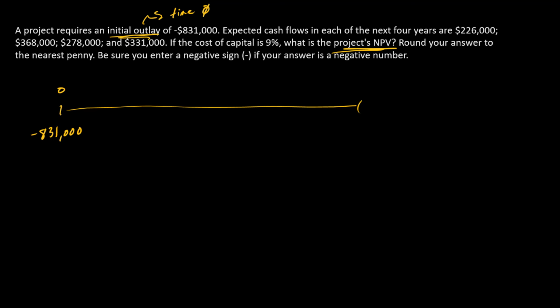And then we've got cash flows in each of the next 4 years. And so we're going to have a 1, 2, 3, and 4 on the timeline. We'll go ahead and fill those in as such. And so now our timeline is ready.